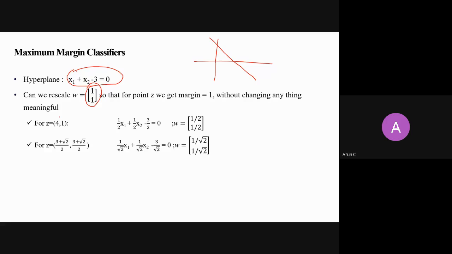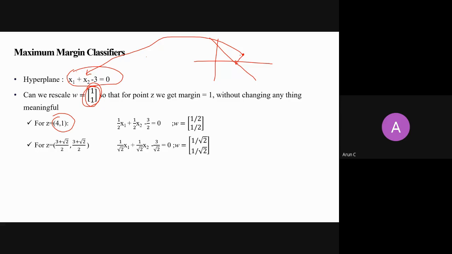If you give me some point (4, 1), so this is 4 and this is 1, you find out the perpendicular distance of (4, 1). That is a scaled distance, because this W is not a unit vector here. So if you plug this (4, 1) into this equation, what you will get? 4 plus 1, 5, 5 minus 3 equals 2. So you get a scaled perpendicular distance equal to 2.